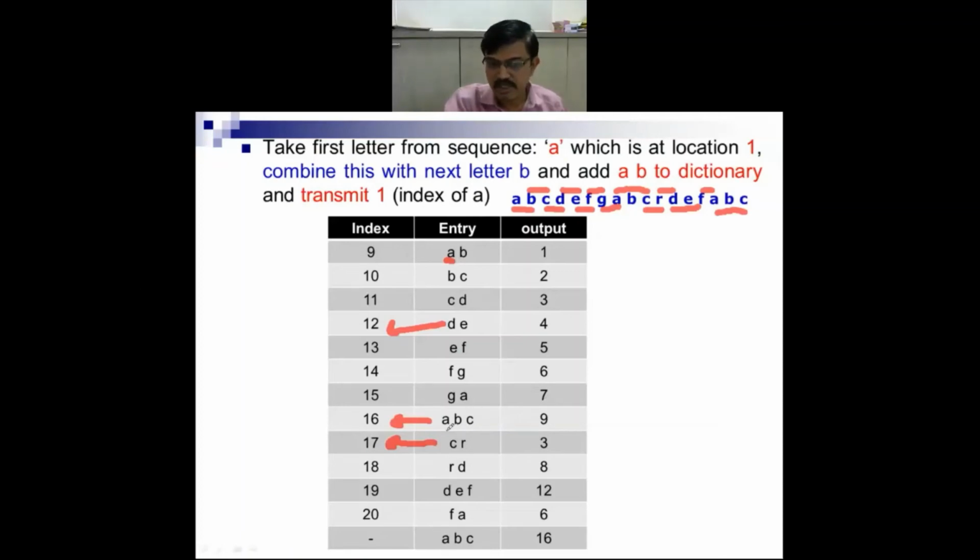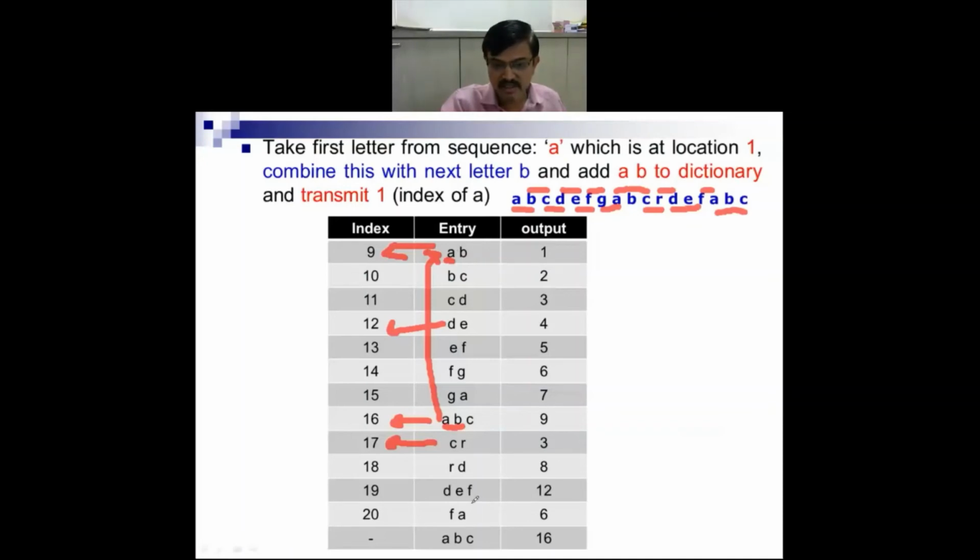C is my innovative bit and this is my prefix AB. Now for AB, if I look, AB is present here in the dictionary and the index for AB is 9. So I will simply transmit 9 in the output. So look, the compression in LZW is a little bit more as compared to LZ78, because in LZ78 we are transmitting the index along with the innovative bit. Here there is no need to transmit the innovative bit. I have to only transmit the index of that particular prefix.